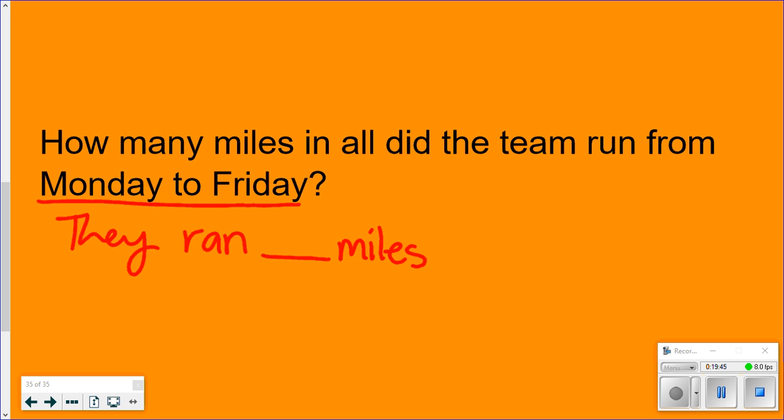We have to say what time we're talking about. They ran blank miles Monday to Friday. That part does matter a lot. So you do need to make sure you have the Monday to Friday part in your answer sentence.